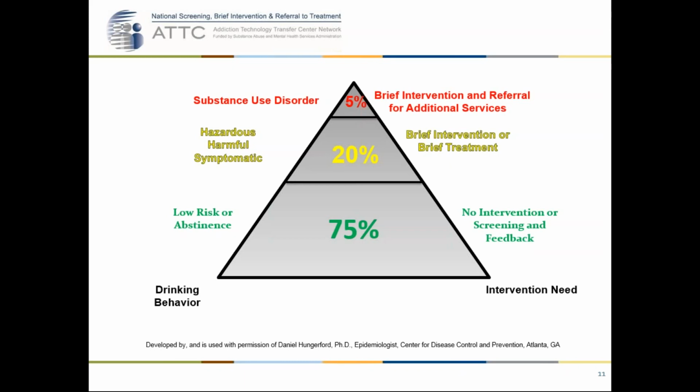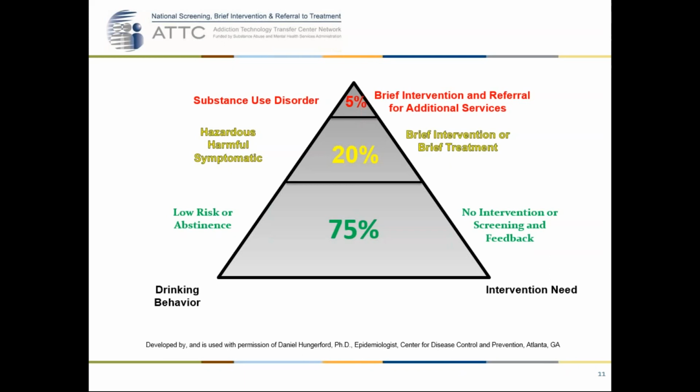And then going up the pyramid, in the last slide, it said excessive use, but we also refer to this as hazardous, harmful, or symptomatic use. And at the top of the pyramid is substance use disorder. And so you see 75% of the general population of healthy adults are going to score at the low risk or no risk range.